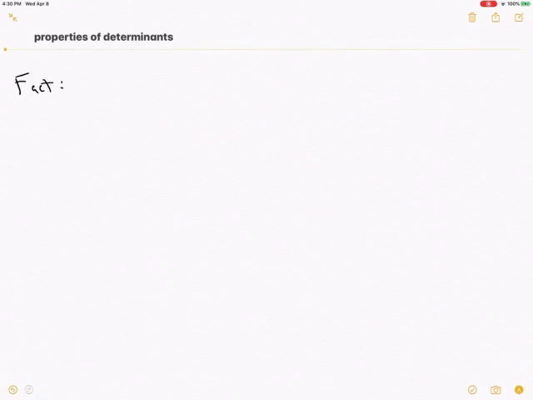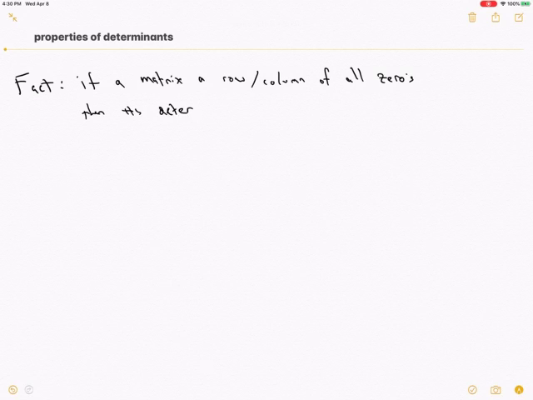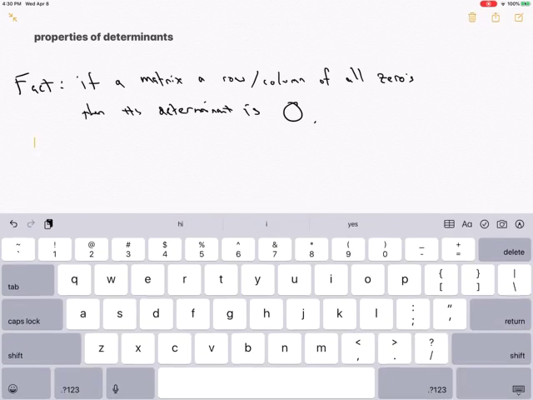So here's a fact. If a matrix has a row or a column of all zeros, then its determinant is 0. And why is this true? This is just if you use the cofactor expansion. So why is this true?